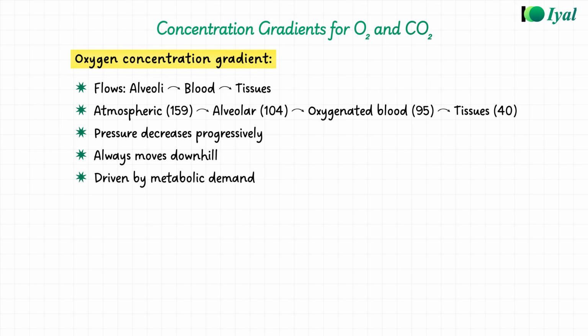Oxygen always moves from higher pressure to lower pressure, from alveoli to blood, from blood to tissues. This is progressive decrease. And at the tissue level, oxygen pressure drops to 40 or below. Very low, because cells are consuming it. This low pressure pulls more oxygen out of blood.